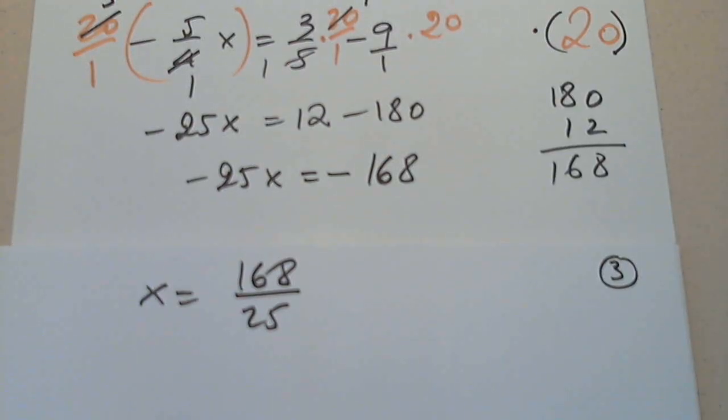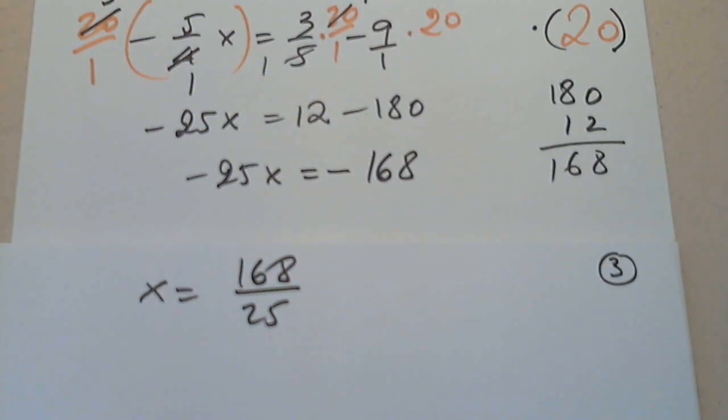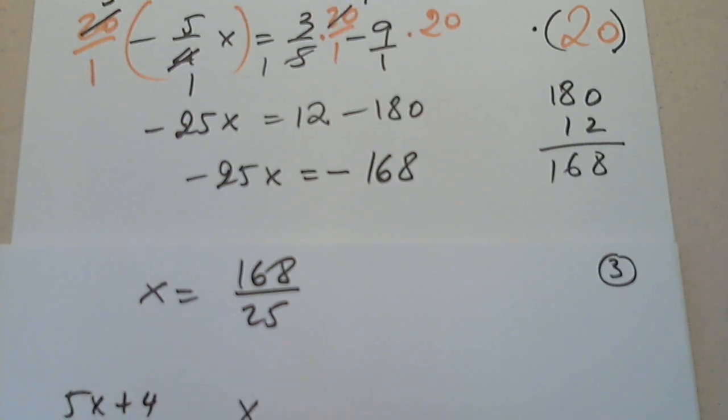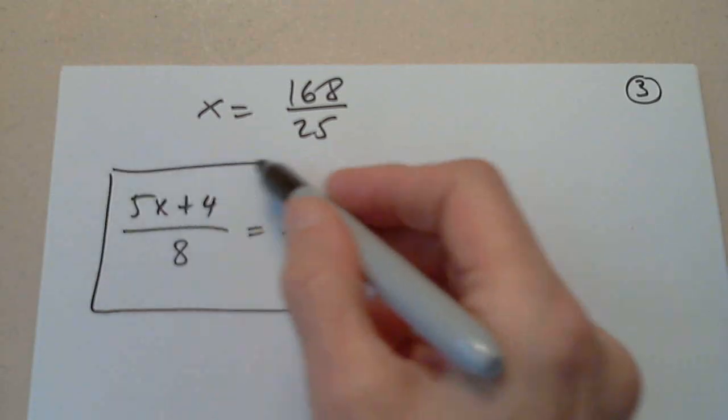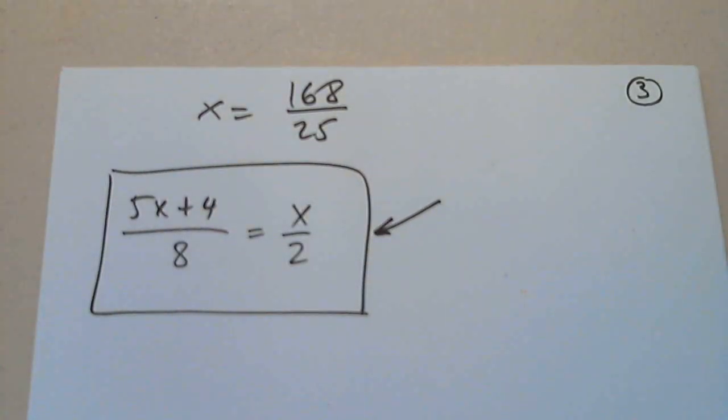Okay, I want to talk about this problem because we had discussions on this. 5x plus 4 divided by 8 equals x over 2. This is a very important topic. Does anyone remember the name of this expression? Because this is crucial. This is extremely important to remember. If you remember that, you have no difficulties with solving it. How is it called?